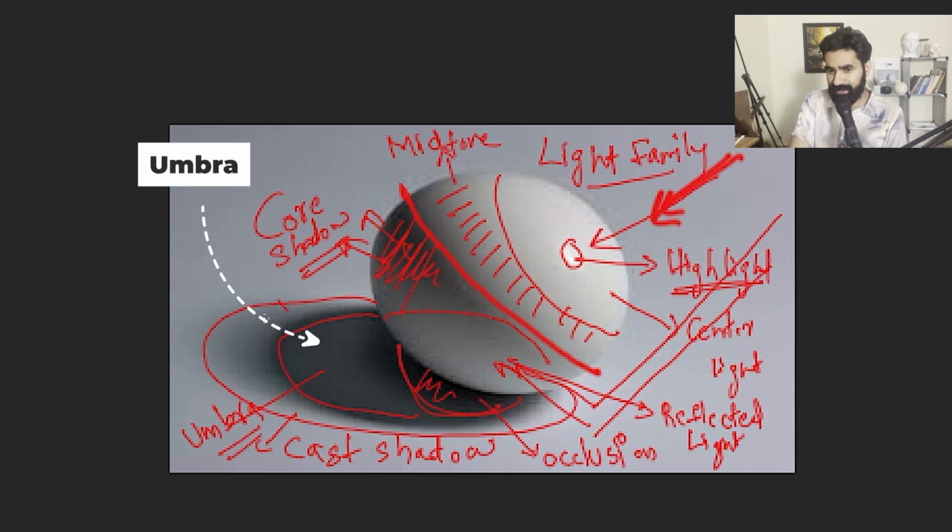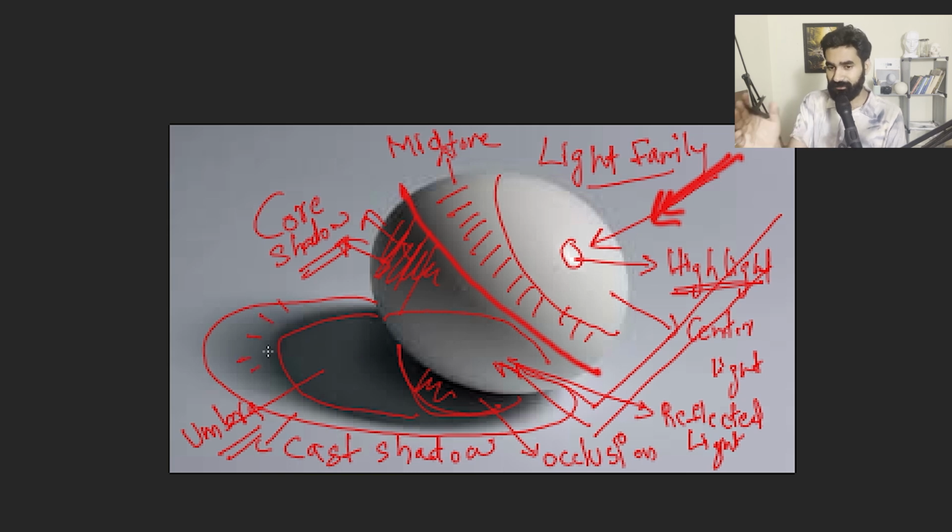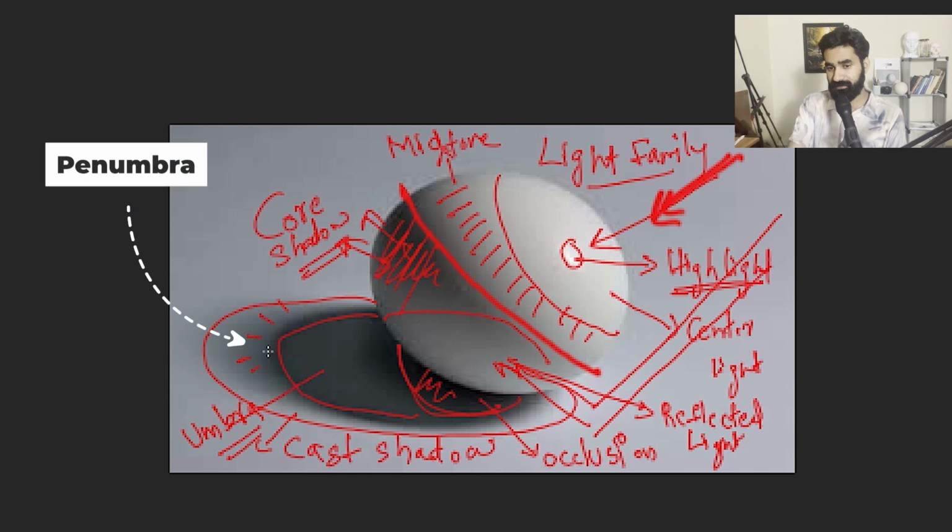Now you can see this cast shadow: the outer edges are very light in value, like a soft edge. The shadow created or casted by the object is called cast shadow. In cast shadow we have three separate elements. One is occlusion, which is just below the object and completely dark. The next area is called umbra. And the outer, softer edges of this cast shadow are called penumbra.